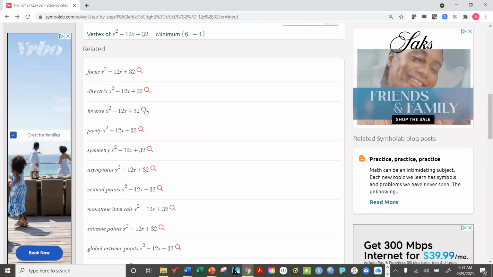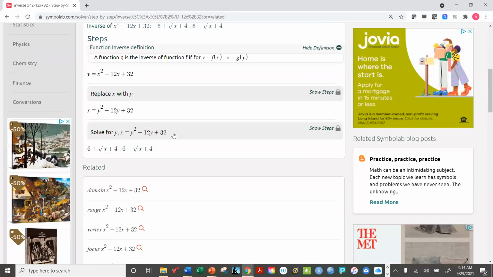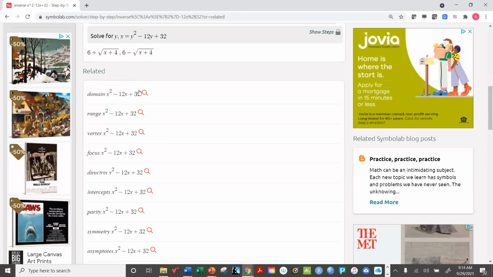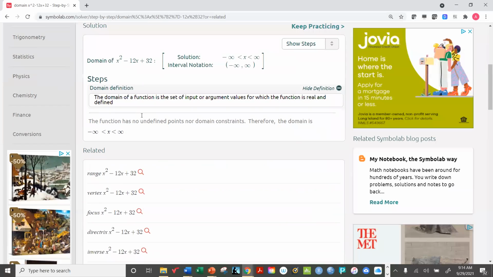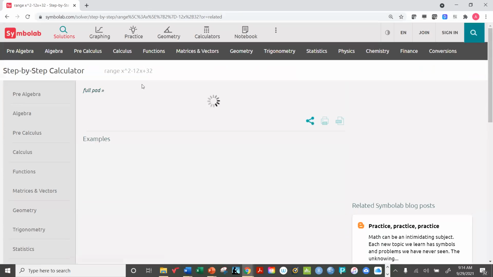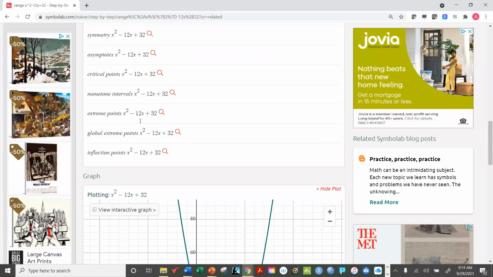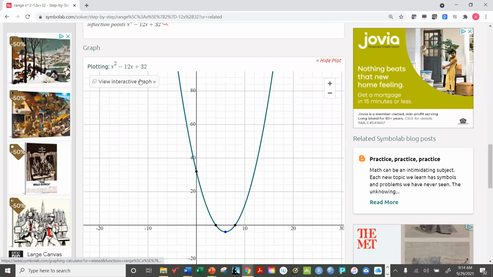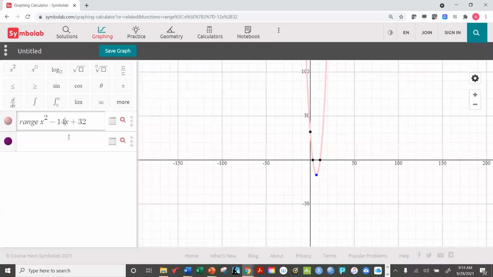Now let's look at this one, inverse. Ooh. And they've got the domain and the range. Man. Now there's an interactive. This means you can fiddle with it and see what happens. Like if I change that to 14, you see what I mean? But anyway, don't overlook this thing.